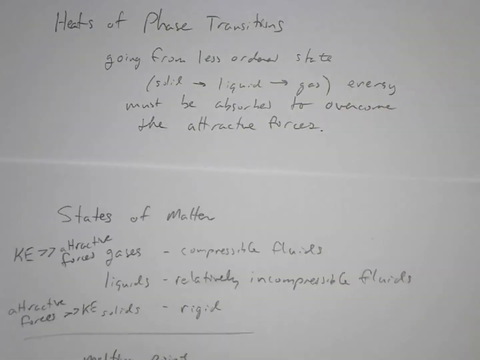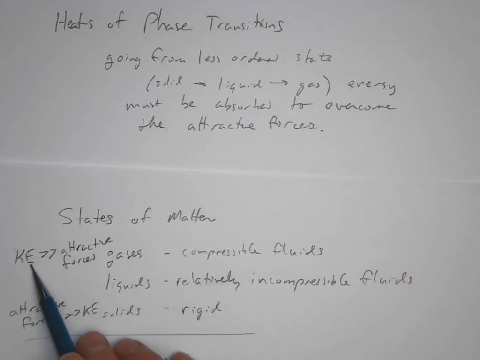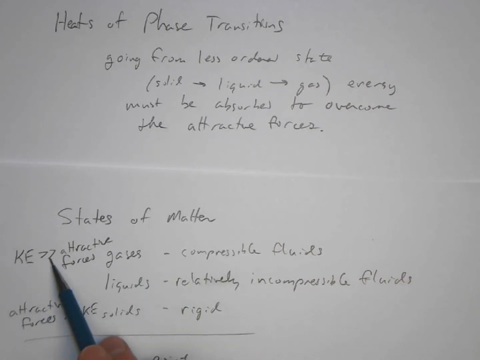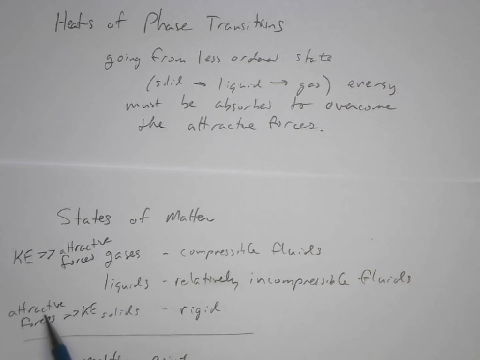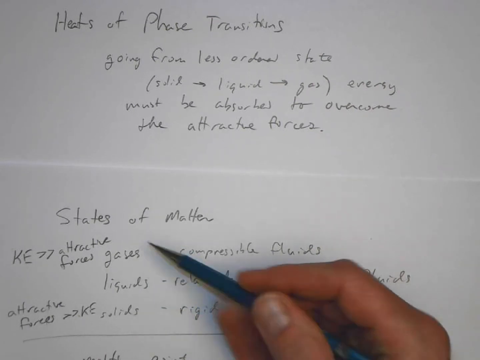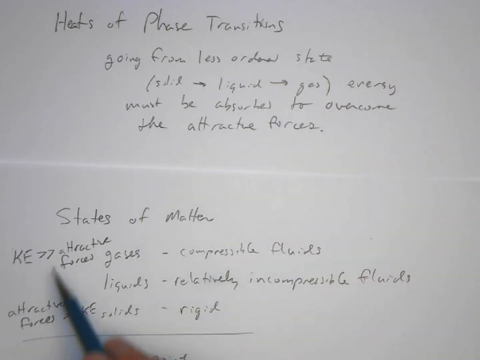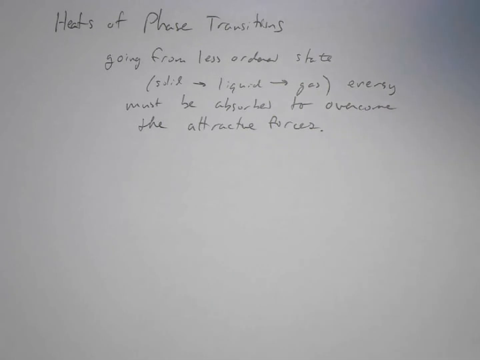We saw a moment ago that in gases, the kinetic energy of the particles is greater than the attractive forces between the particles. In solids, the attractive forces between the particles are greater than the kinetic energy of the particles. So it makes sense that to go from a solid to a liquid to a gas, we have to put energy into the material to overcome these attractive forces between the particles themselves.